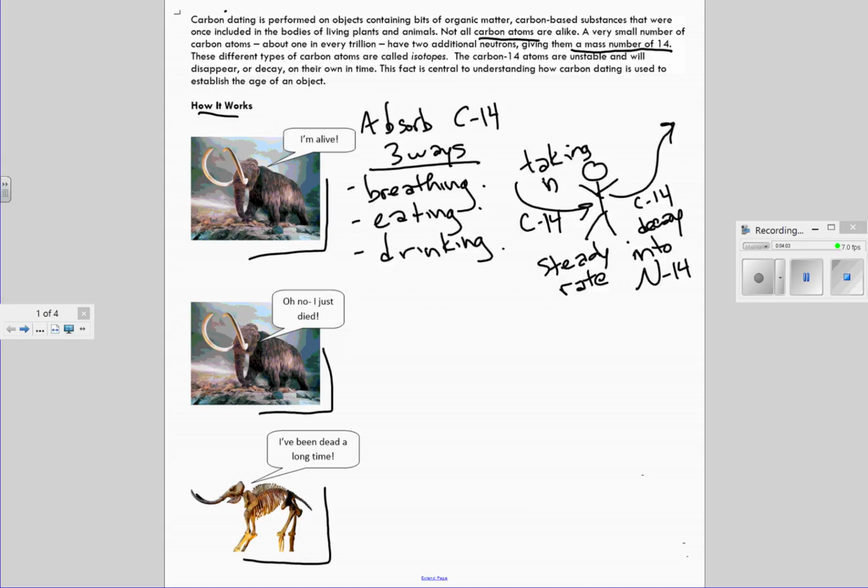The carbon-14 dating comes in handy after the organism dies. So as soon as our little mastodon, here I'm going to draw a little X over the eye, oh, he's dead. Oh no. Our mastodon just died. The second an organism takes its last breath on this earth, something happens. The carbon-14 levels keep dropping, but are not replenished.